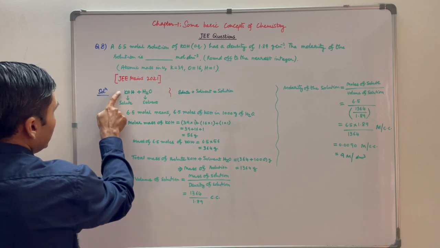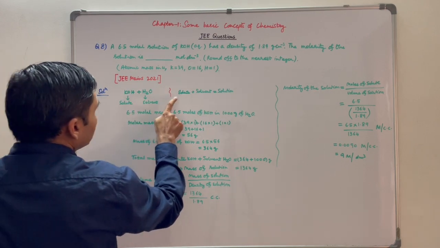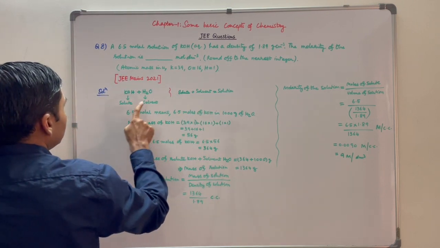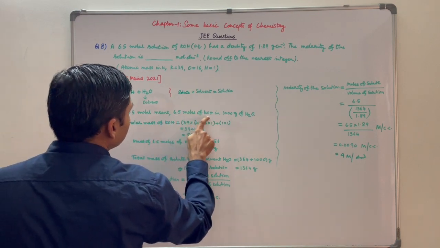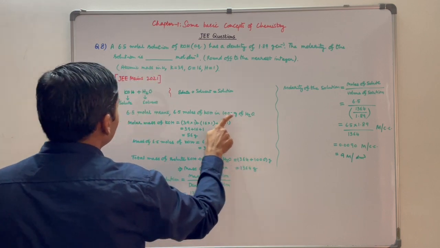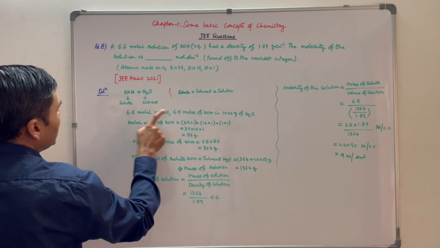In solution, KOH is solute and H2O is solvent. And we know that solute plus solvent is equal to solution. So 6.5 molal means 6.5 moles of solute KOH in 1000 gram of solvent H2O. Let us figure out how much is the mass of 6.5 moles of KOH.